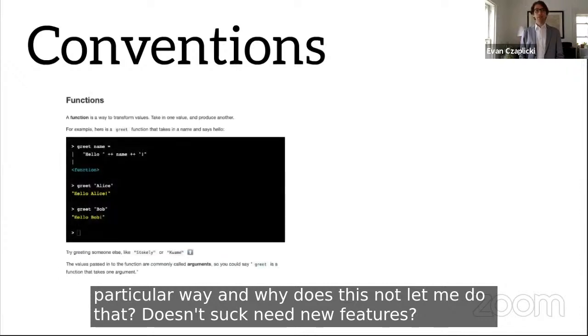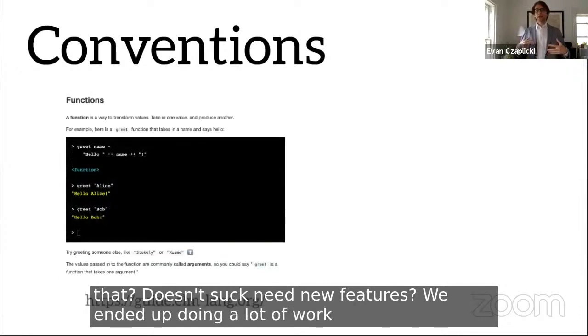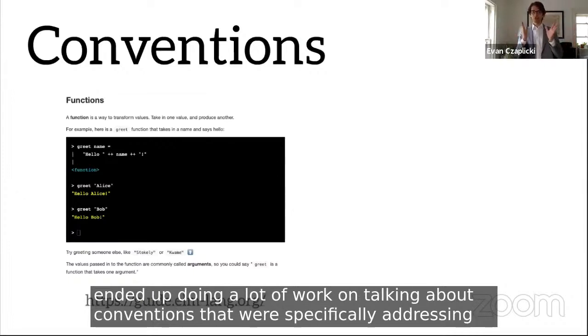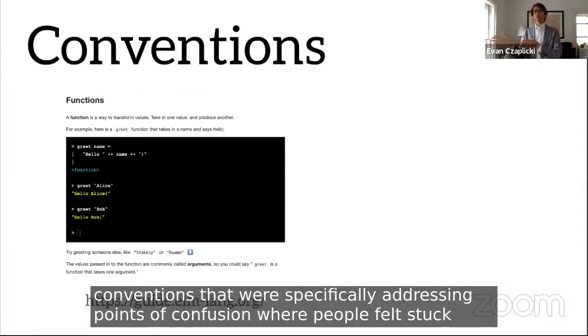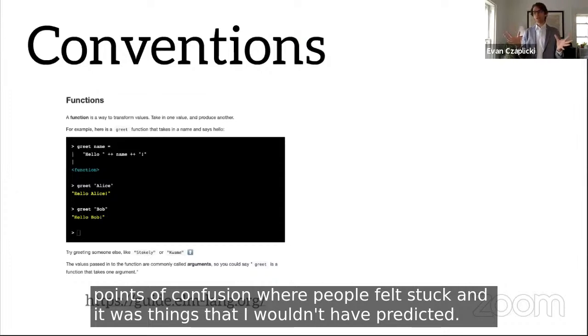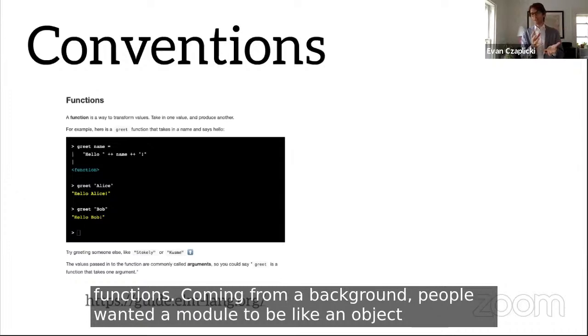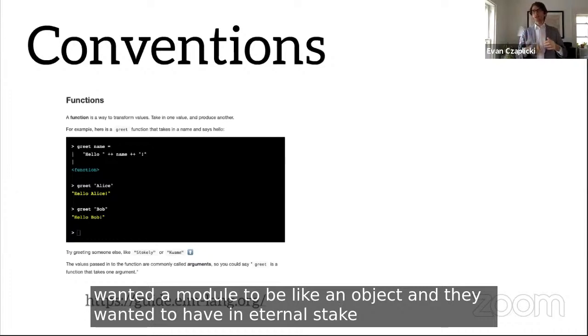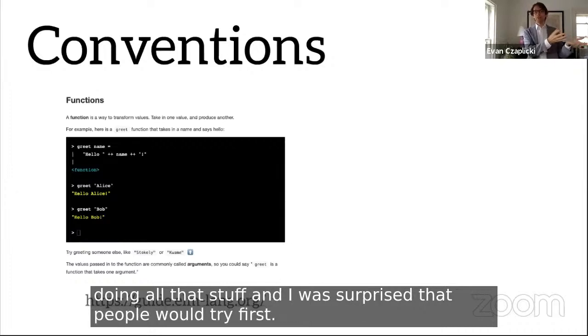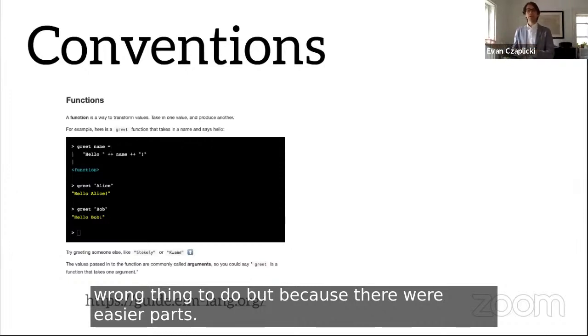And so we ended up doing a lot of work talking about conventions that were specifically addressing points of confusion where people felt stuck. And it was things that I wouldn't have predicted, like, how do you make this reusable? And it's like, okay, well, it's a function and it calls other functions, you break out functions. But coming from an object-oriented background, people wanted a module to be like an object, and they wanted to have internal state. And so they were doing all this stuff that, to me, I was surprised that someone would try first. Not because it's a wrong thing to do, but just because there's easier paths. And the issue was people weren't familiar with that kind of stuff.